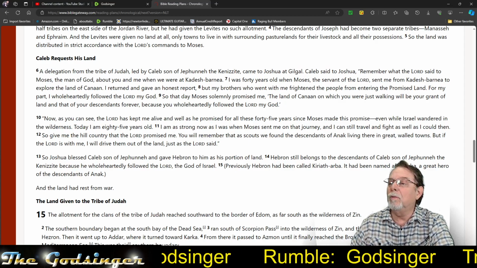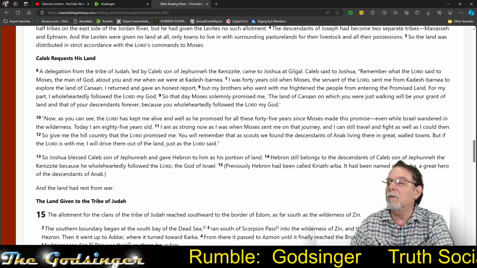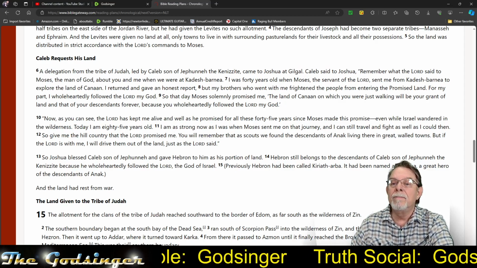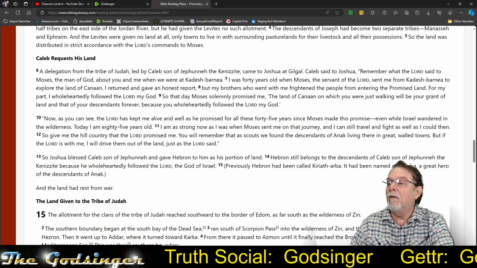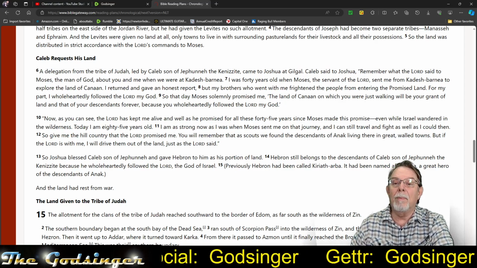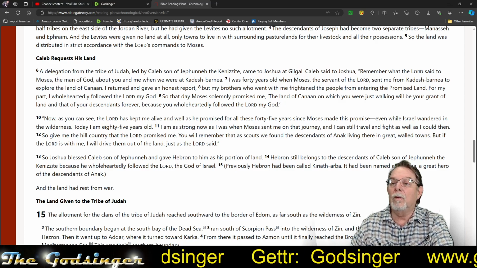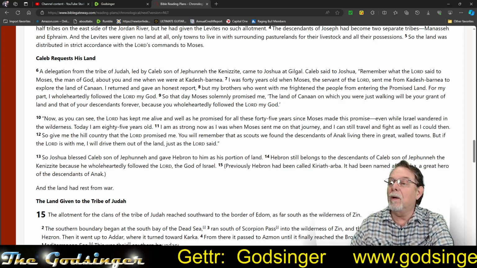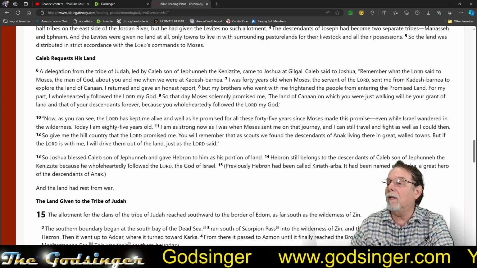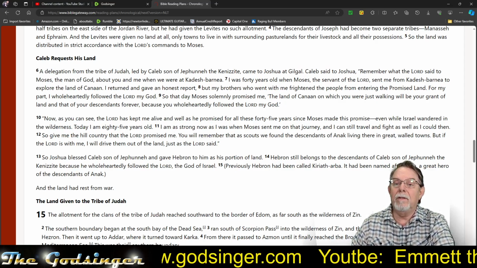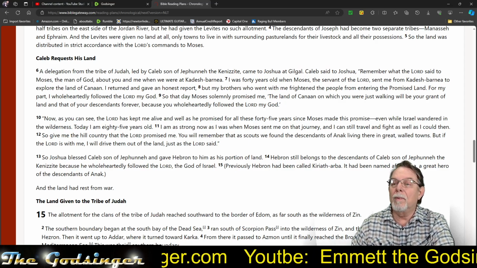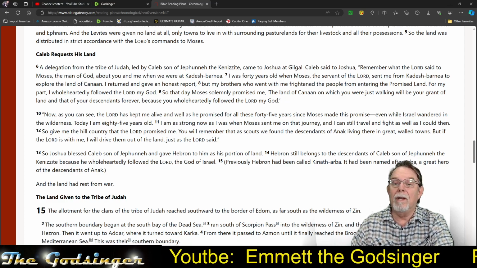I was 40 years old when Moses, the servant of the Lord, sent me from Kadesh Barnea to explore the land of Canaan. I returned and gave an honest report, but my brothers who went with me frightened the people from entering the promised land. For my part, I wholeheartedly followed the Lord my God. So that day Moses solemnly promised me, 'The land of Canaan on which you were just walking will be your grant of land, and that of your descendants forever, because you wholeheartedly followed the Lord my God.'